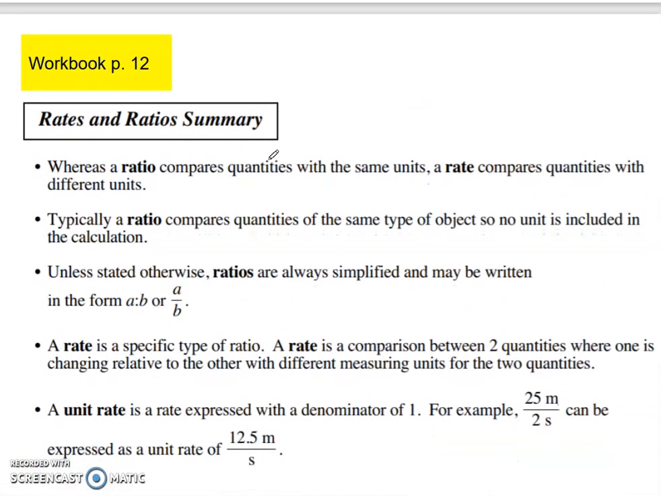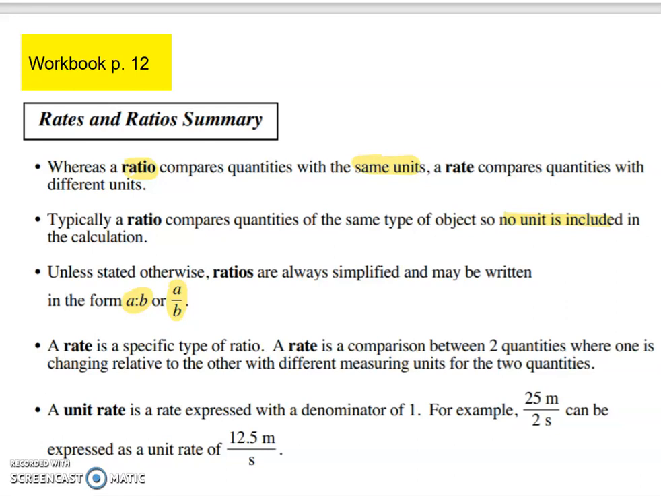The first thing that we need to do is just know the difference between ratios and rates. Ratios compare quantities of the same units. So if you're comparing, let's say in a recipe, 1 cup of sugar to 2 cups of flour, because they're using the same units, that is called a ratio. Because we're using the same units, we don't really include the units when we do the calculations or write them. So we say A ratio B or A over B. Those would be your ratios. The way I remember them is mostly recipes.